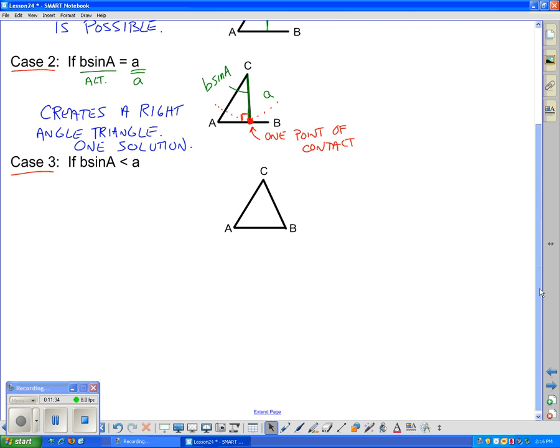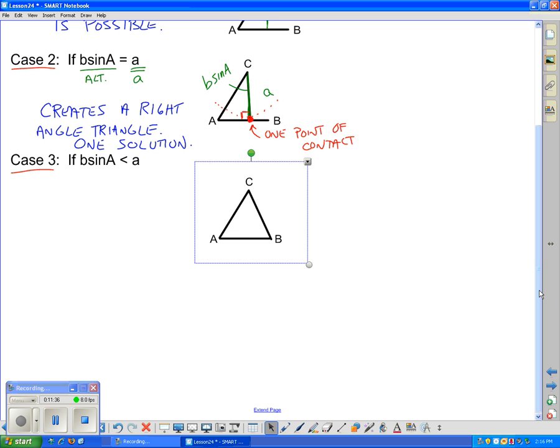Bring that triangle. One more sketch. And this is the bad one. This is the ambiguous case right here. So again, I'll sketch out the altitude. All right, and this is of course side A. So here's the altitude drawn in. One more time, B sine A.